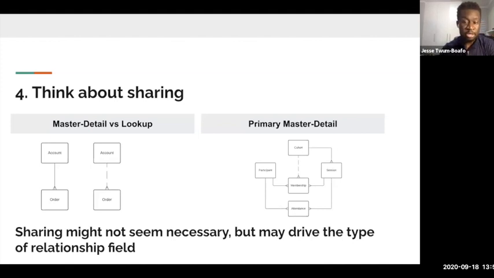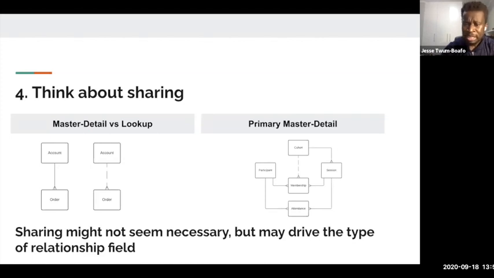Should the social workers be able to see the memberships of the students? Who manages that relationship? The primary master detail is what would drive that. So that's a very classic example of a decision that you'd want to think through.